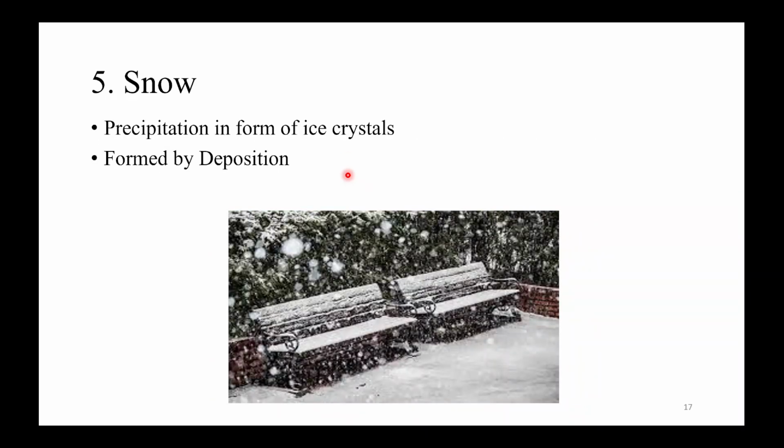Next is snow. Well, snow is, as you know, precipitation in the form of ice crystals, and they are formed by deposition. Now, deposition is when the clouds get accumulated with solid vapors, and the weight becomes so high that the clouds cannot bear the weight, and it starts precipitating in the form of snow. That is deposition.